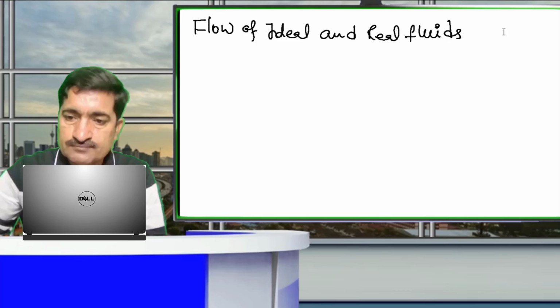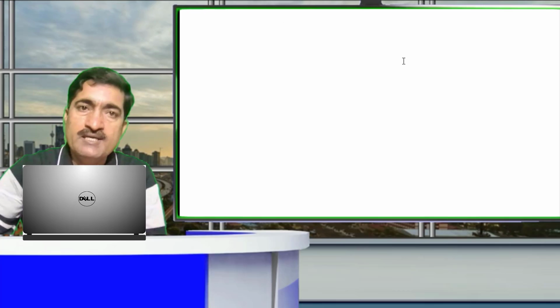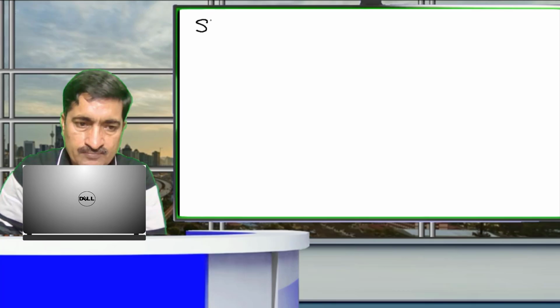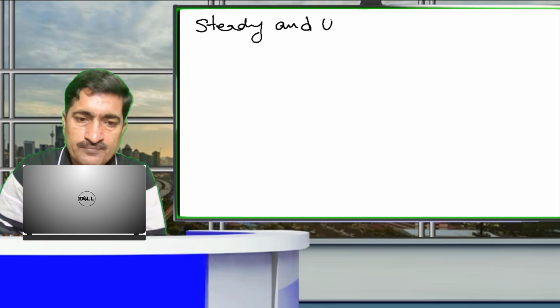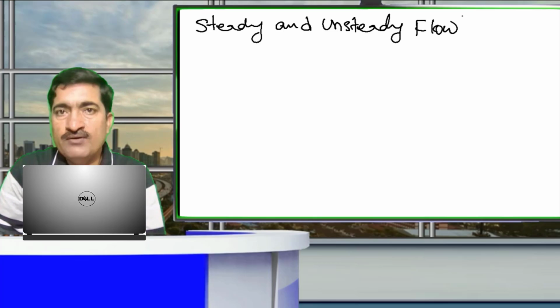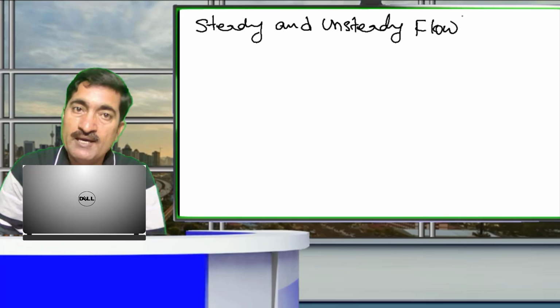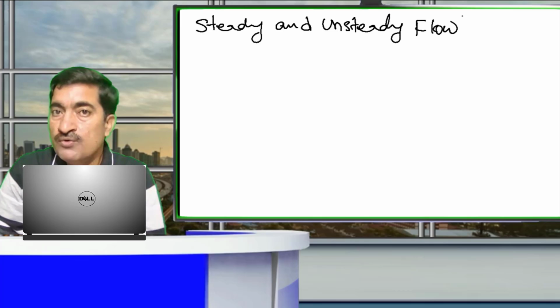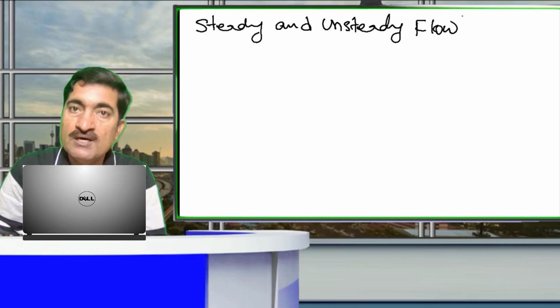The next is steady and unsteady flow. In steady flow, the property values at a location in the flow are constant and the values do not vary with time. The velocity or pressure at a point remains constant with time.